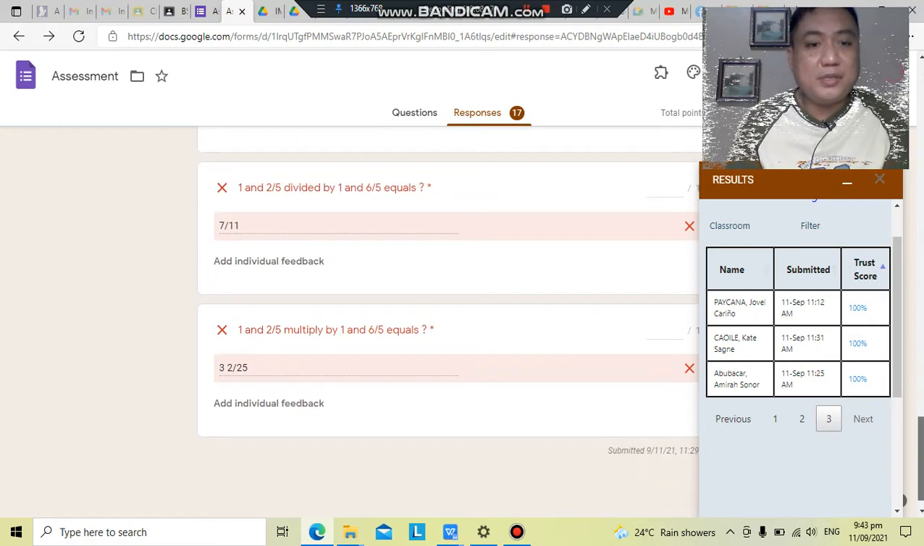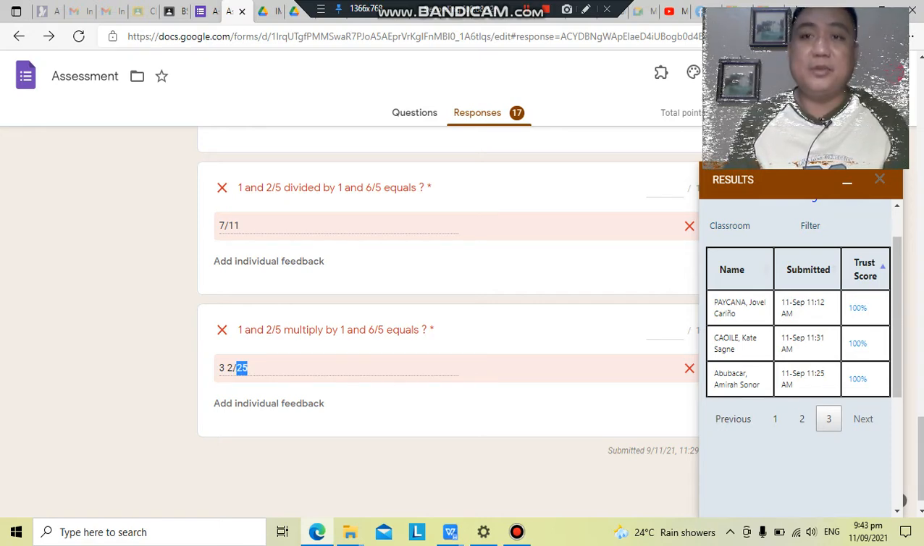Same with the procedures ba dito? So multiplication, by the way, yung isa. So you do not need to get the reciprocal of this one. So 7 over 5 times 11 over 5. So 5 times 5, 25. So check po. Then 77 po yung numerator po. Then it can be reduced to its lowest term po, which is in mixed number po, 3 and 2 over 25.